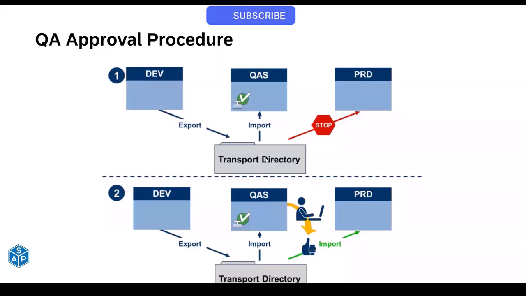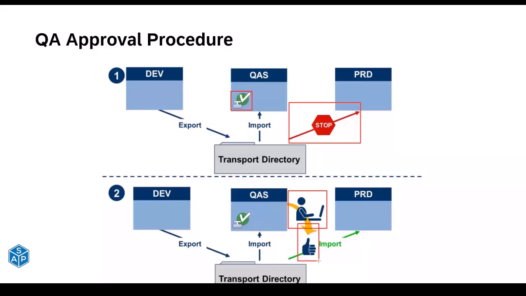The files are read from the transport directory and their changes are imported into the quality system. But even after importing into the quality system, you cannot import into production because of the approval process. Only after the user approves, saying "I am confirming or approving this TR," can you import that TR into your production system.